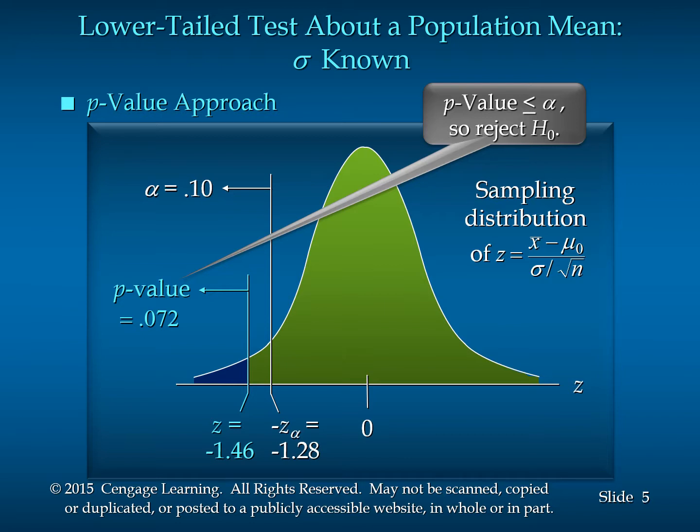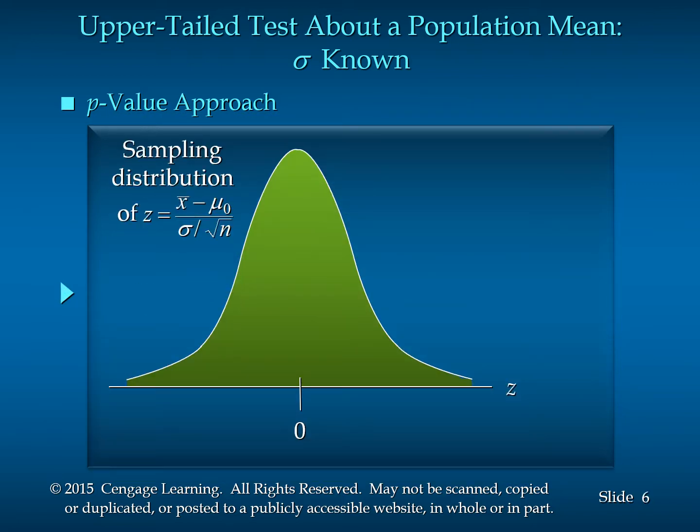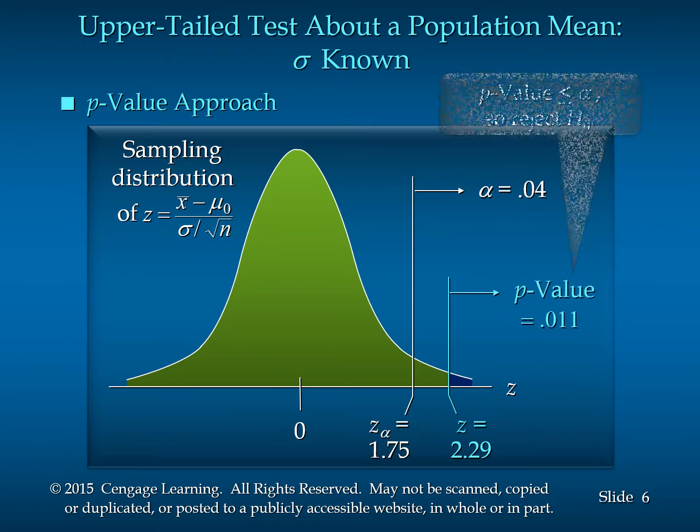In all cases, if our test shows the result to be further into the tail of the distribution than our critical z-value or significance level, then we reject the null hypothesis. A similar example is here for a one-tailed upper tail test. Again, for a significance level of 0.04, in this test we calculated a test z of 2.29. Its equivalent probability or p-value to the right of that is 0.011. This is less than the significance level, so again we would reject the null hypothesis.